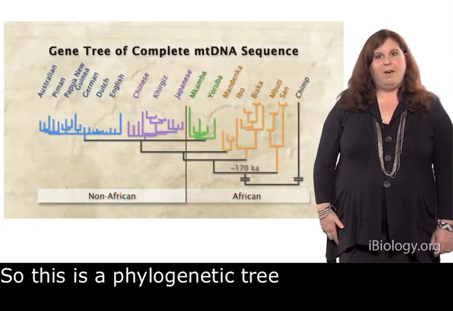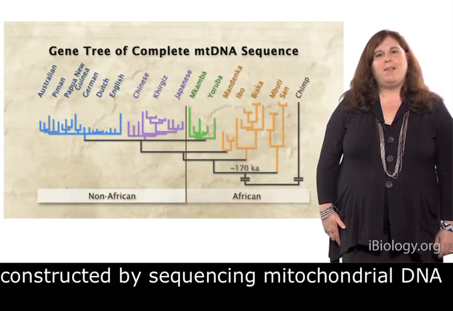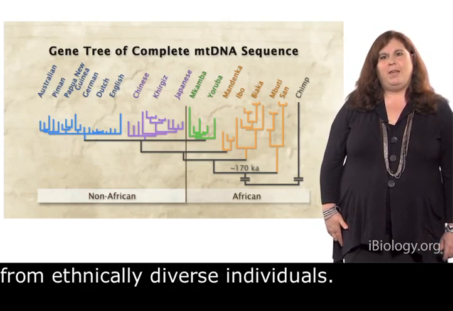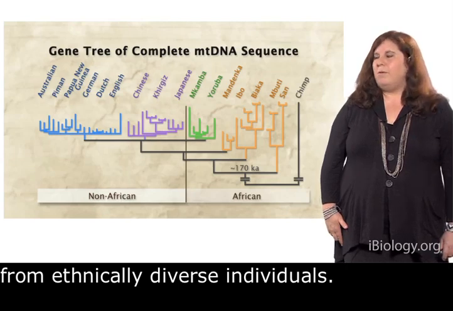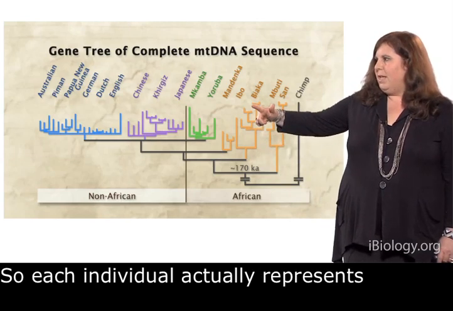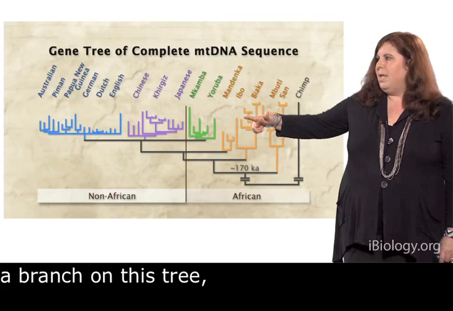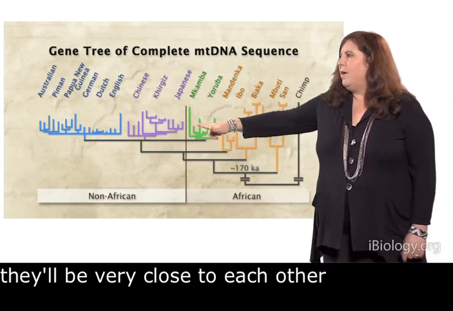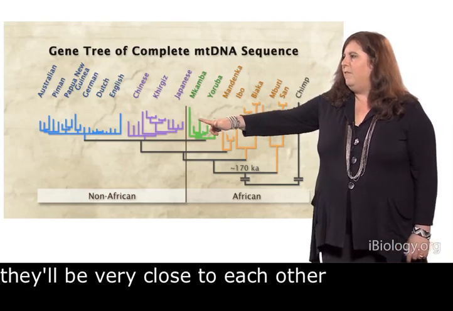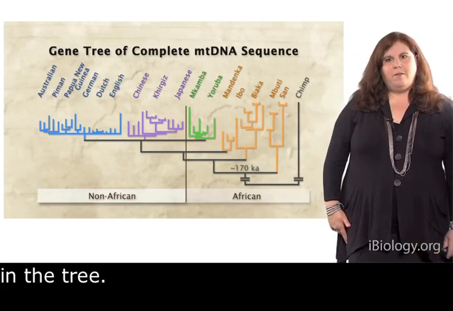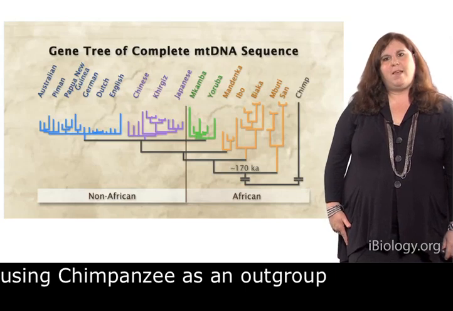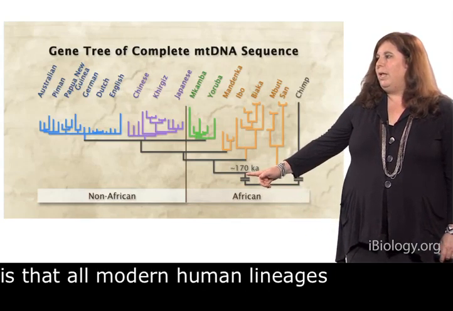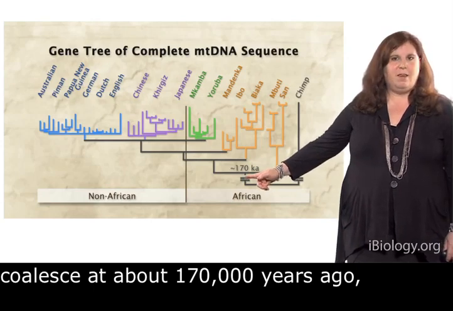So this is a phylogenetic tree constructed by sequencing mitochondrial DNA whole genome lineages from ethnically diverse individuals. So each individual actually represents a branch on this tree. And if two individuals are very closely related to each other, they'll be very close to each other in the tree. So one of the first things you can see using chimpanzee as an outgroup is that all modern human lineages coalesce at about 170,000 years ago.